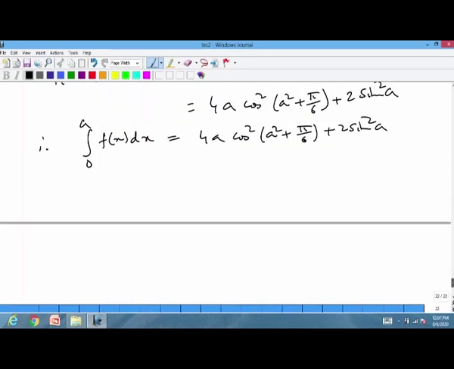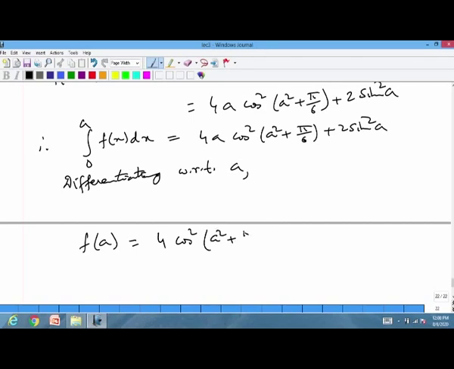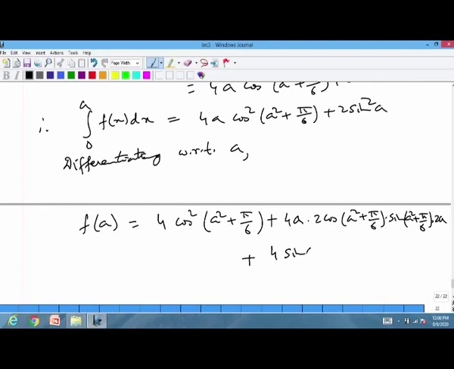and we have to find the value of f of 0. So, we can differentiate this, differentiating with respect to a, we get f of a is equal to, derivative will be 4 times cos square a square plus pi by 6 plus 4 times a times the derivative of cos square, that is 2 cos a square plus pi by 6 times sin a square plus pi by 6 times 2 a plus derivative of 2 sin square a will be 4 times sin a times cos a.